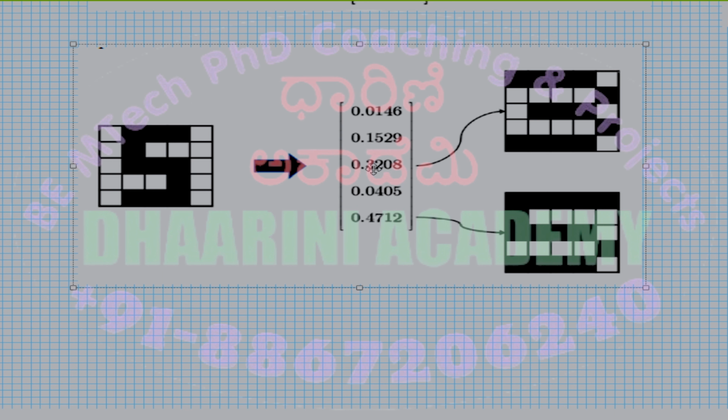Now, what exactly has happened? Can you guess? You see that the input image appears like a squeezed 5. The 5 has been squeezed to get this data.